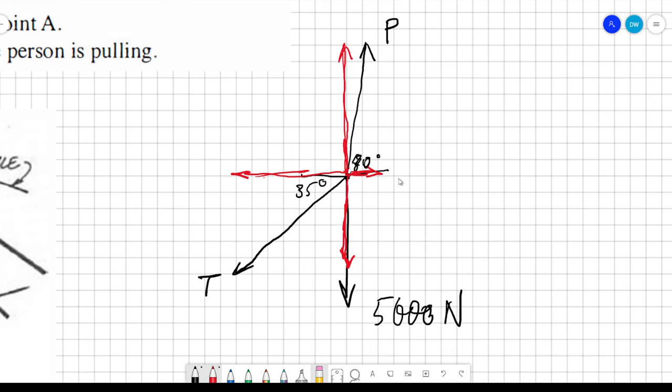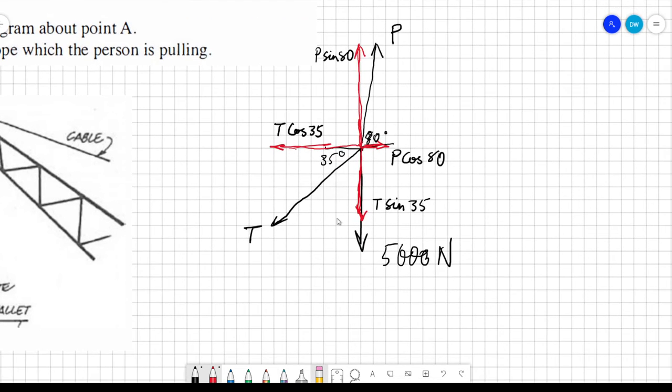The horizontal part of P is 80 degrees here, so this should be the adjacent side. So it should be P cosine 80, while the other one is P sine 80. Similarly, for tension, this will be T sine 35, and this will be T cosine 35. So these are the forces.